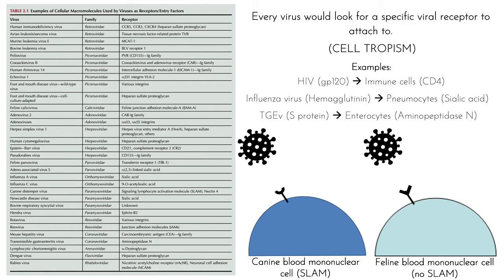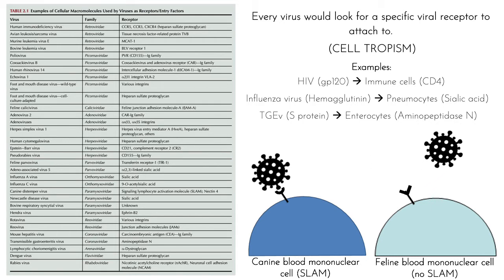So if it cannot find that, for example, in this image here, which is a canine distemper virus, it will look for the canine blood mononuclear cell. And the protein there is SLAM, signaling lymphocyte activation molecule. In the table, I think it's there. And they would fit, and that would initiate the process of replication. The virus could go into the cell and start replicating. However, if it goes in a feline body, it will just bounce off and be shed. So that is basically the basis for cell tropism.